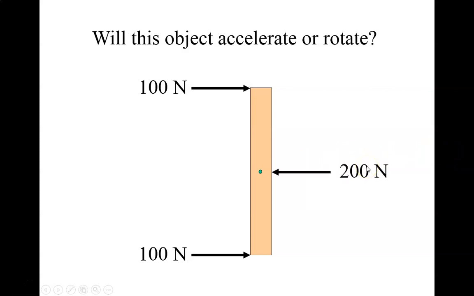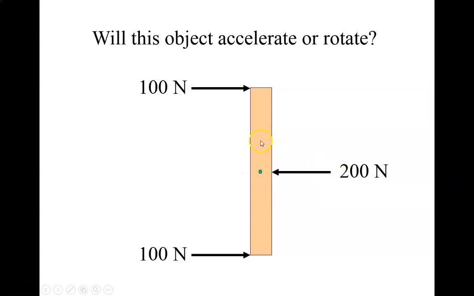Okay. What about this? Now I added a 200 Newton force in the middle. Okay, now will this accelerate? Here I've got 100 newtons to the right, and I've got 100 newtons to the right, and I've got 200 newtons to the left. So those forces are going to cancel. Okay, so this object will not accelerate.